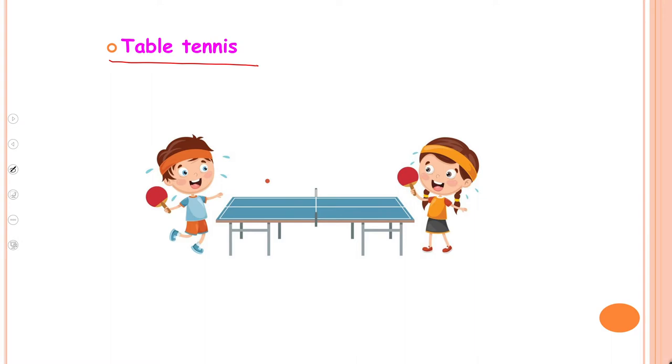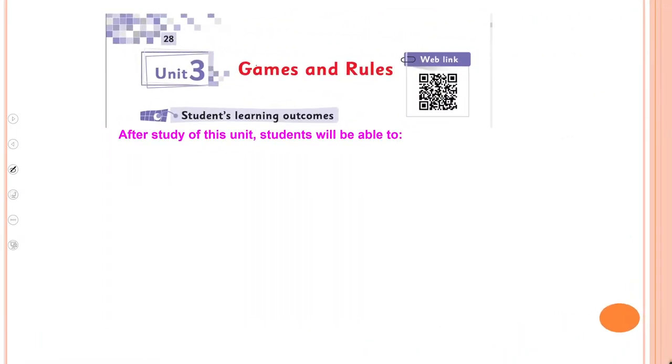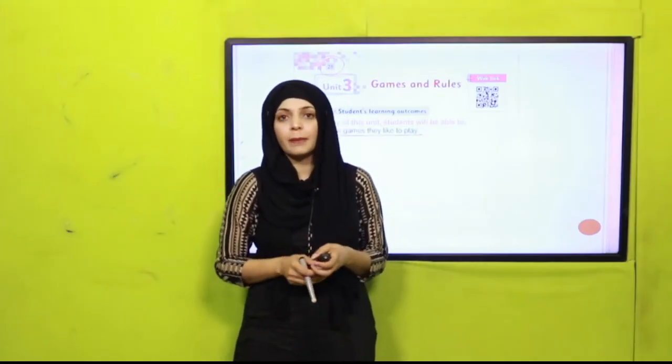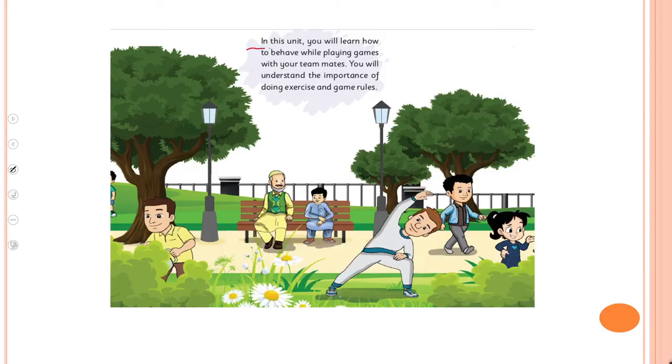Excellent. Now, my dear students, let's quickly look at today's student learning outcome, which is given on page number 28. By the end of today's lesson, students will be able to name the games they like to play. So by the end of today's lesson, all of you will be able to name different games that you like to play. In this unit, you will learn how to behave while playing games with your teammates, and you will understand the importance of doing exercise and game rules. So these are the different things that we learn in this unit.